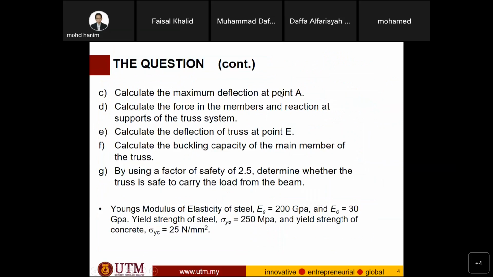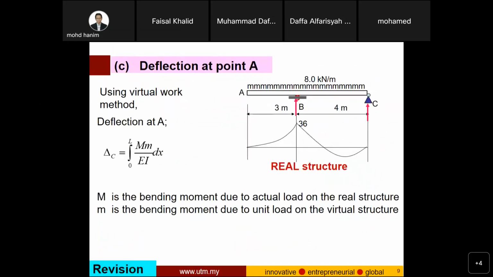Calculate the maximum deflection at point A. So it is not mentioned which method, so you are free to use any method that you feel comfortable.